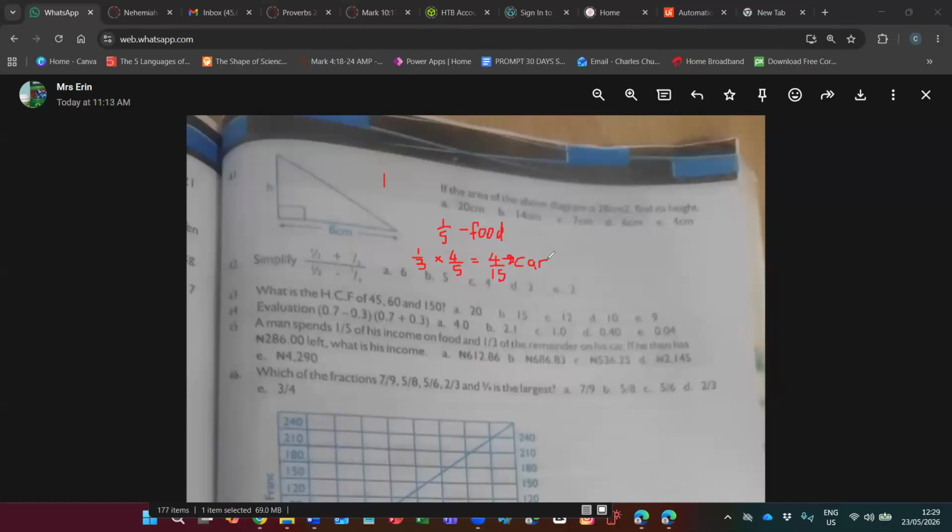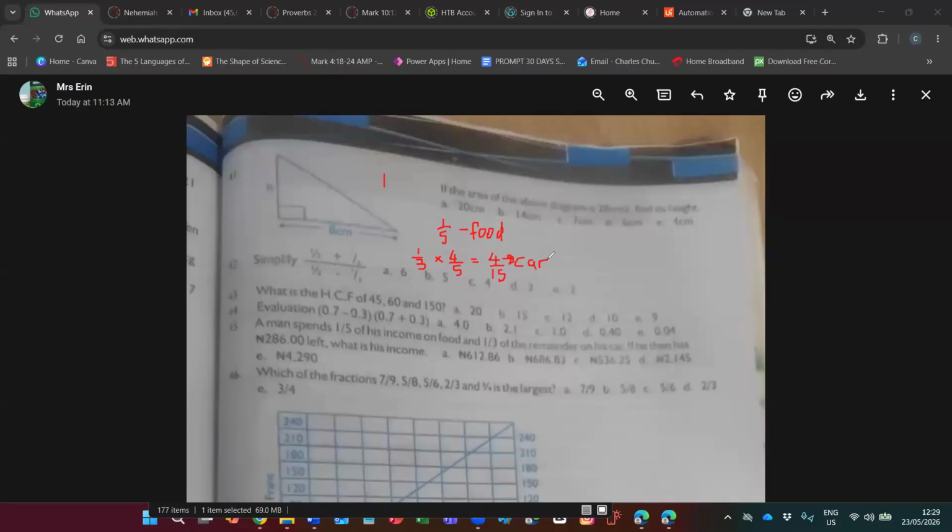286 naira left. Now, listen to my question. That 286 naira itself represents a fraction. How do we find that fraction? Based on everything I have said so far, who can tell me the fraction that 286 naira represents? Yes, I'm listening.